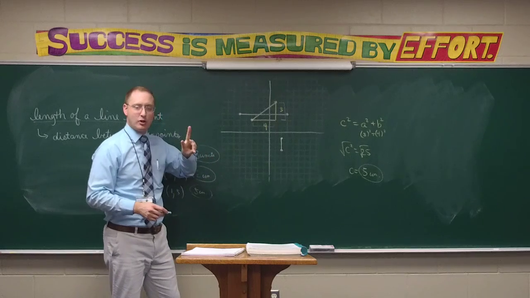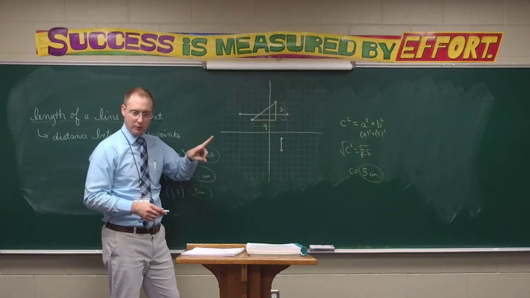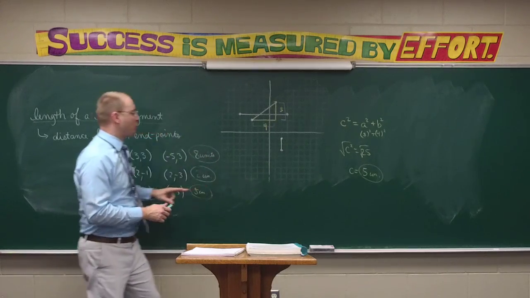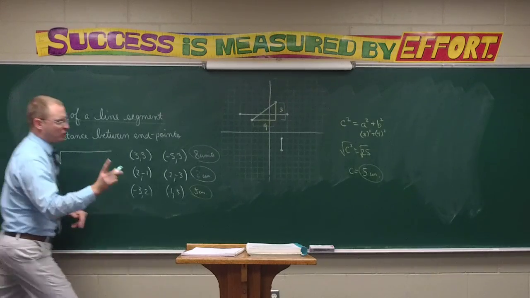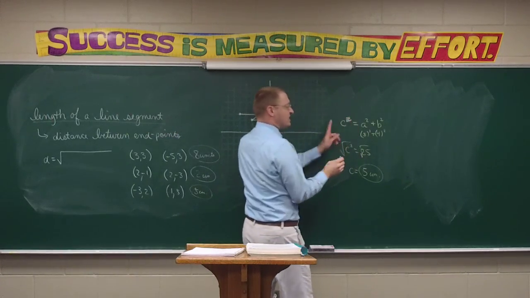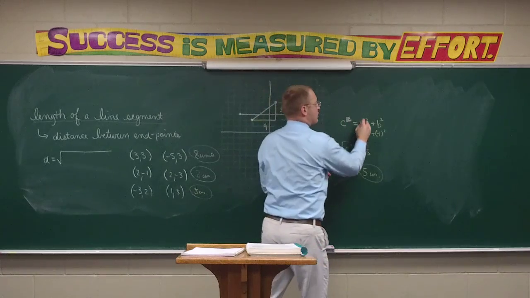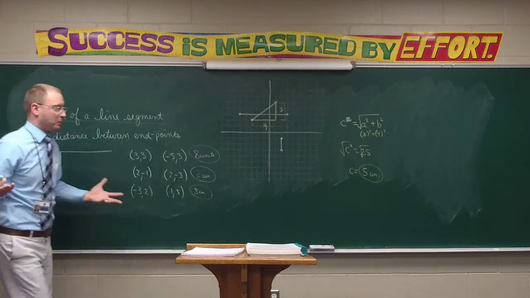The rise and the run were the legs of the right triangle. So that kind of ties slope back in here. We can find the length of a line segment using what I call the distance formula. D equals the square root, because let's face it, c squared is a squared plus b squared, so c is just the square root of a squared plus b squared.